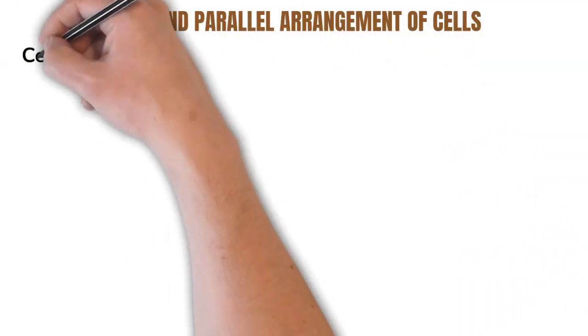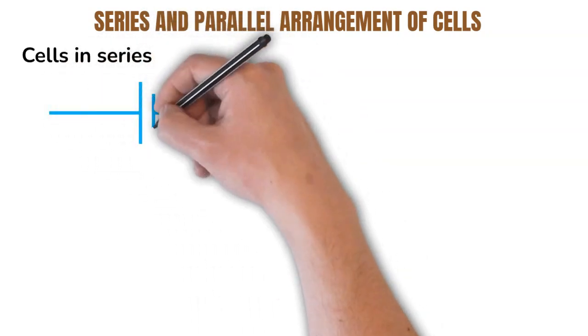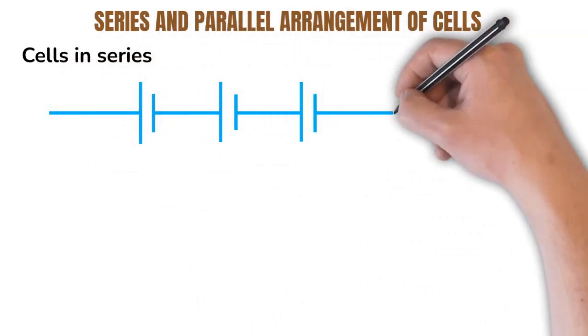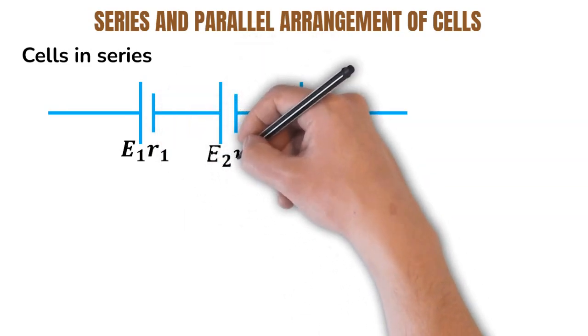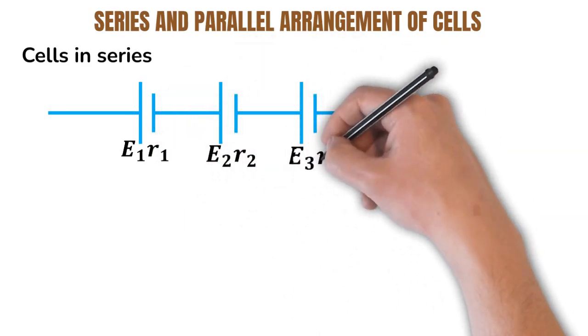Series and parallel arrangement of cells. Let's consider this diagram. That is E1, R1, E2, R2, E3, R3.